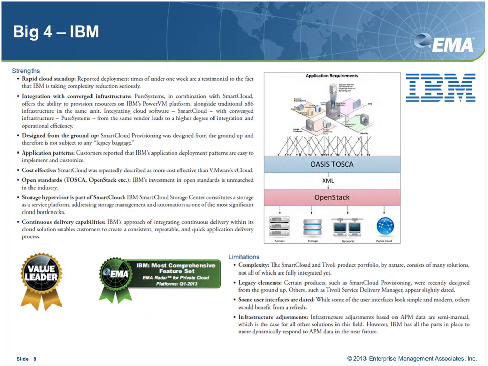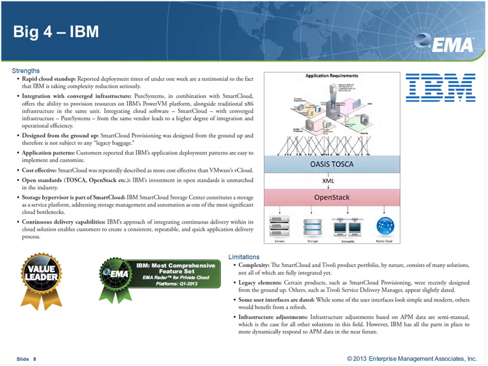We have IBM. IBM is a value leader, and IBM received our most comprehensive feature set award. Customers reported deployment times of under a week, which is remarkable. And IBM is also the clear leader in open standards and offers very advanced abstracting of workloads from the underlying platforms. IBM is deeply involved in standards organizations such as OASIS with the TOSCA standard for describing workloads, OSLC for development lifecycle collaboration, and obviously OpenStack.